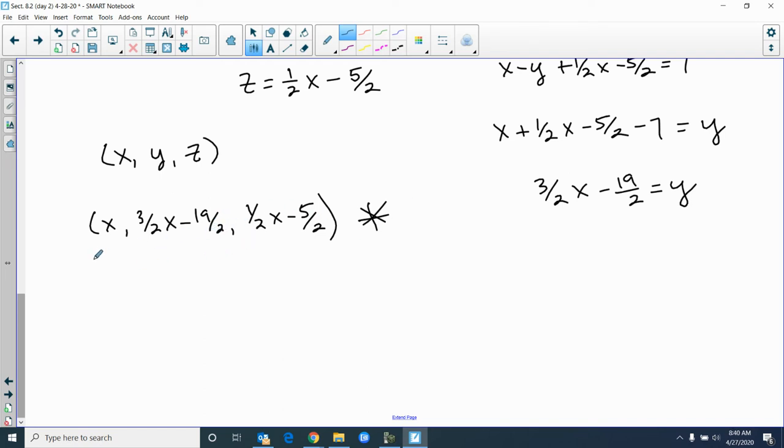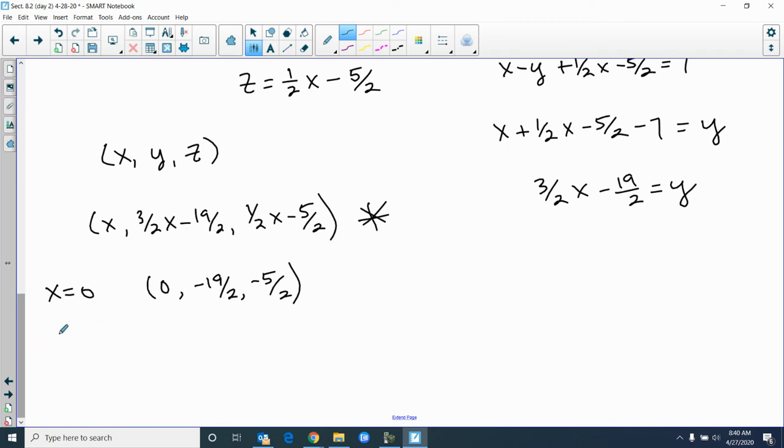Now I want you to list me 3 ordered pairs. Well, whatever the letter is, it's by itself. Just let that rotate through. So I'm going to let x equal 0. Okay, you don't always get nice answers. So 0 gives me negative 19 halves. That gives me negative 5 halves. Now I'm going to try and eliminate and make this a little bit nicer. I don't know if it'll matter.